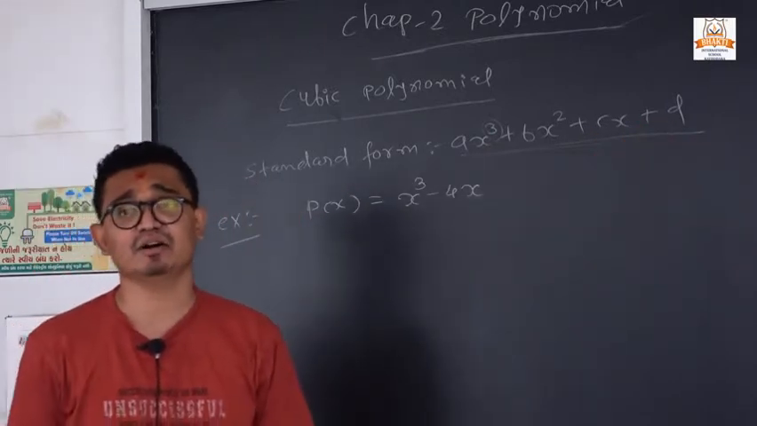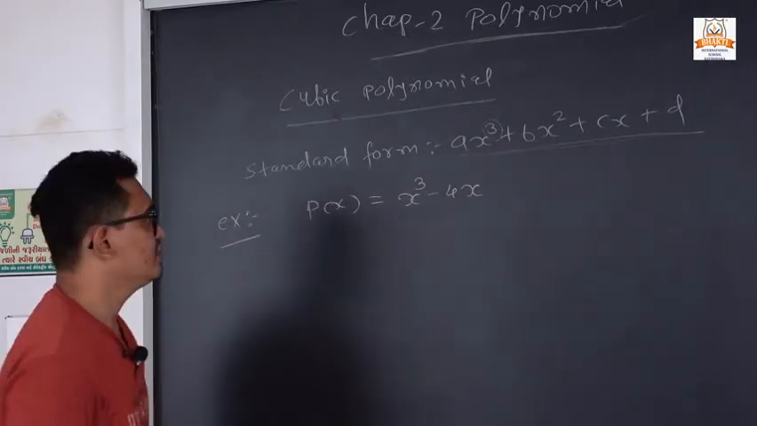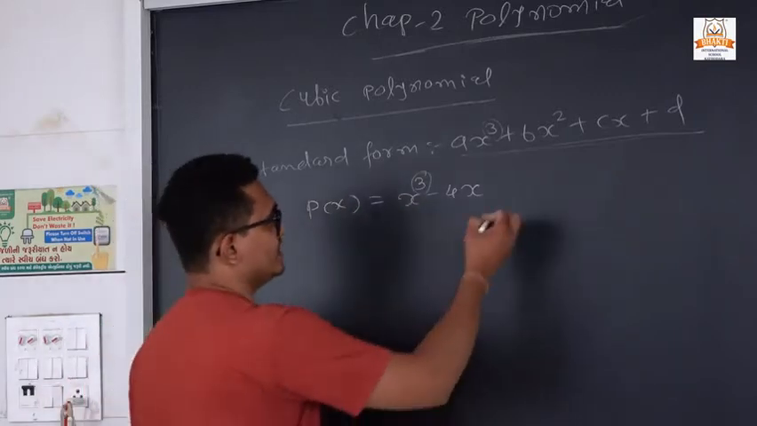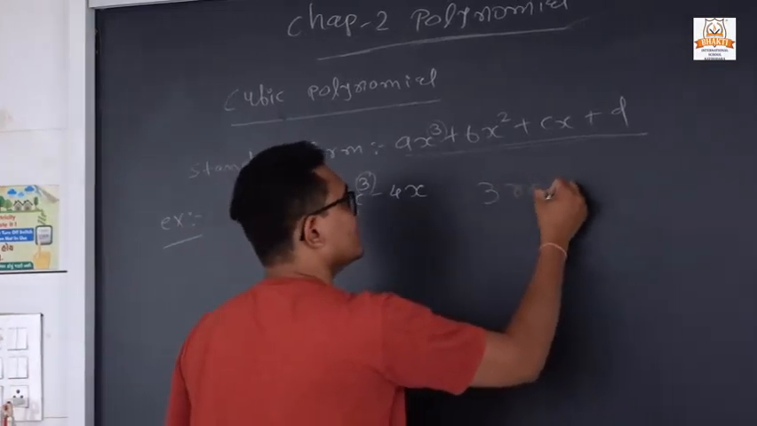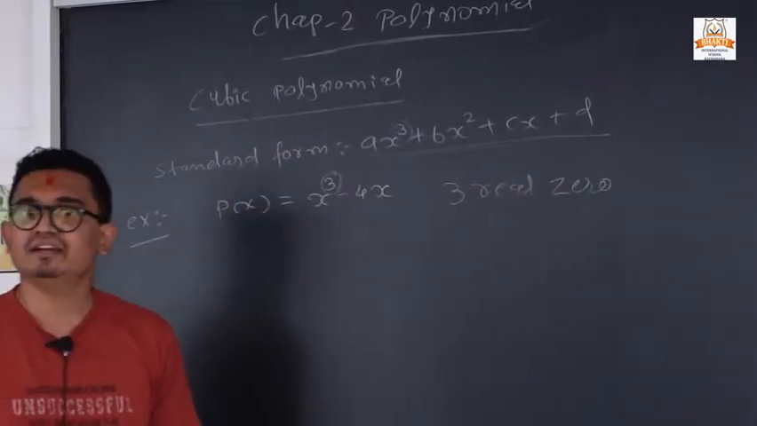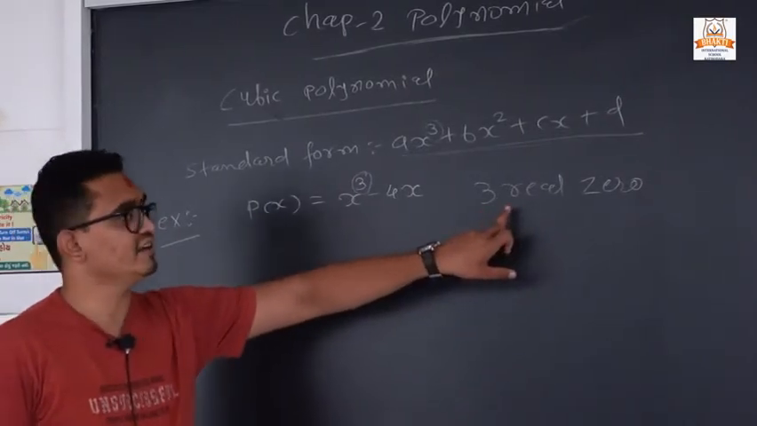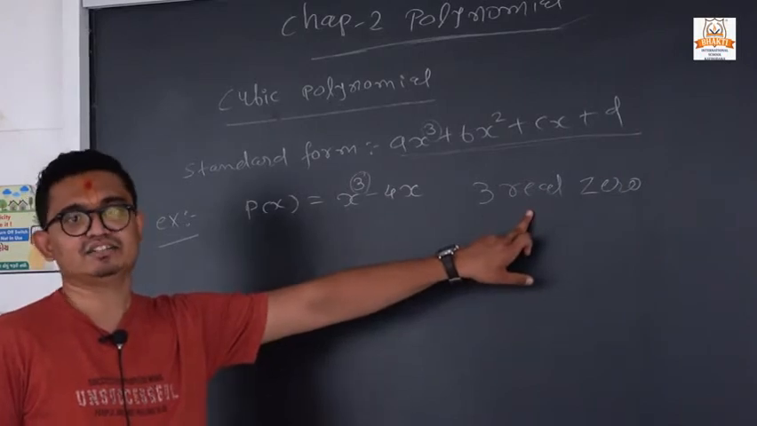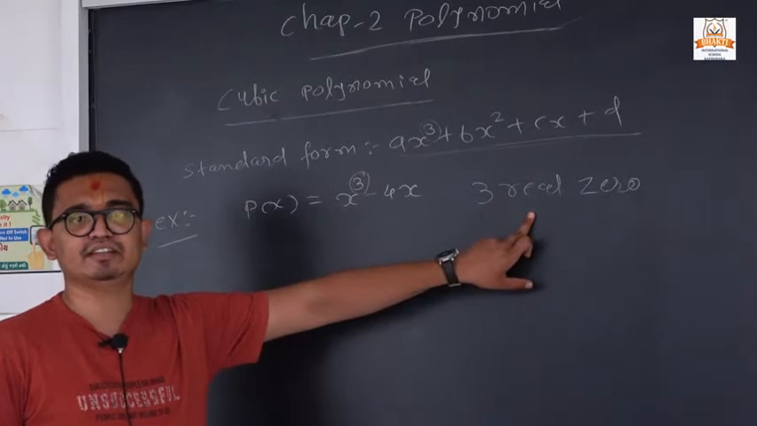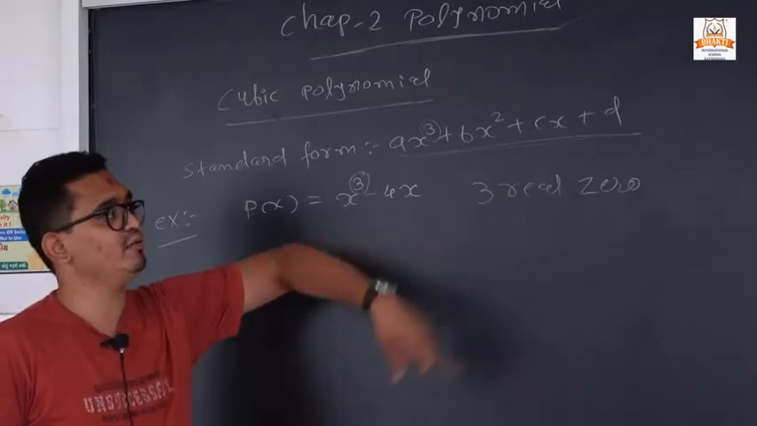Now we are discussing how many zeros a polynomial has. If it has the power of 3, it has 3 real zeros. If it is quadratic, it has 2 zeros, and if it is linear, it has only 1 zero. And you are also familiar with the shape of the graph: a linear polynomial has a straight line, and a quadratic polynomial has the parabola shape.